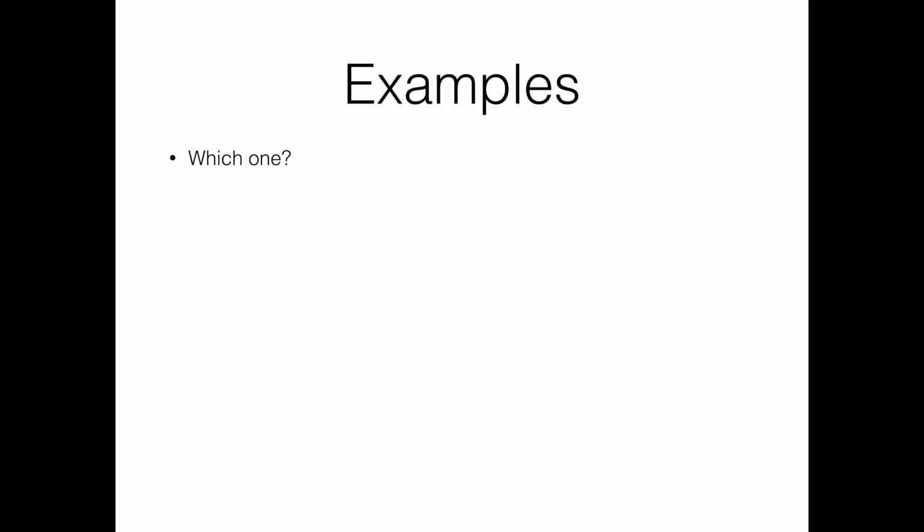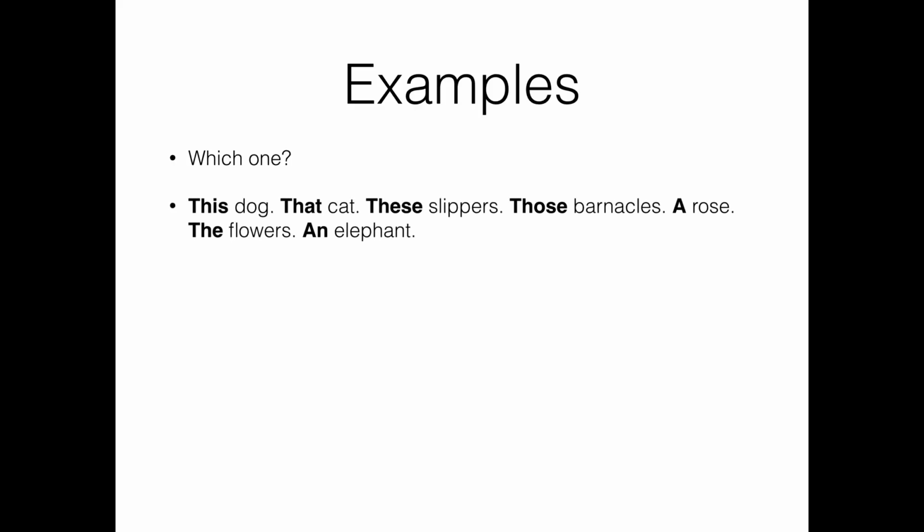So here are some examples. Which one? Here are some things that can tell you which one. This dog, that cat, these slippers, those barnacles, a rose, the flowers, an elephant. Now this, that, these, and those, you might notice that those are also pronouns. So if I said, give me the slippers, slippers is the noun. If I say, give me those, I might mean the slippers and I'm just using the pronoun those. But in this case, because I'm telling you which barnacles I want, I say those barnacles. Because I'm telling you it's a bunch of barnacles right over there. I'm probably pointing with it, you know what I mean? And a rose, the flowers, an elephant. Those are called articles, and we'll get to those in just a second.